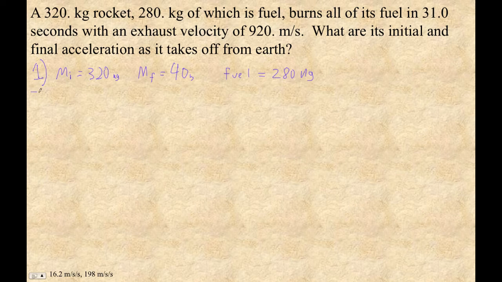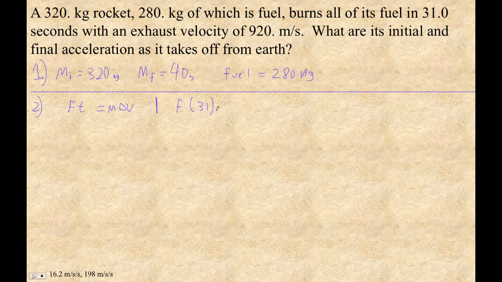Our next step is to figure out the thrust, right? So force times time is mass times change in velocity, right? So let's see, force times 31 equals the mass. Remember, this has to be the mass of the fuel. So 280 times our exhaust velocity, which is 920.